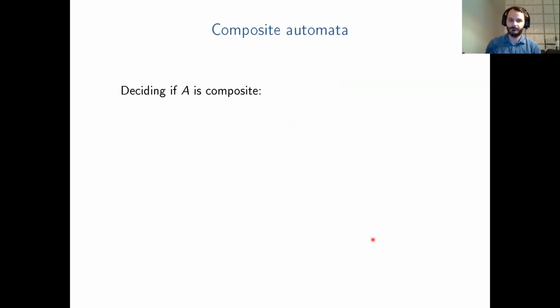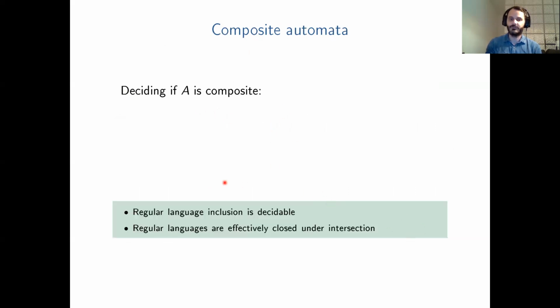This problem is shown to be decidable in this paper, where the authors define the following nice algorithm. So how do we decide if an automaton A is composite? First, let me just state these 2 very basic properties of regular languages that are used by our algorithm. Regular language inclusion is decidable, and regular languages are closed under intersection. So now, how do we define the algorithm?